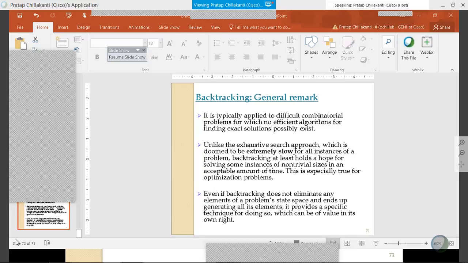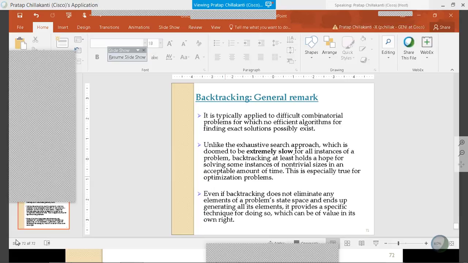In terms of summarizing backtracking, first of all, it's applied to very difficult combinatorial problems. These are all the NP-hard, NP-complete type of problems, where we cannot find exact solutions in reasonable time to begin with. Backtracking is almost like trial and error, right? You make the best guess, you go forward, and if you get stuck, you backtrack, okay? So compared to exhaustive search, we have tried to minimize the number of searches to arrive at a solution. That is what we are aiming for, okay?